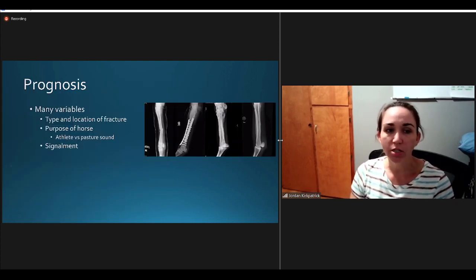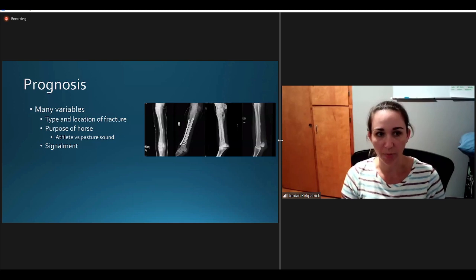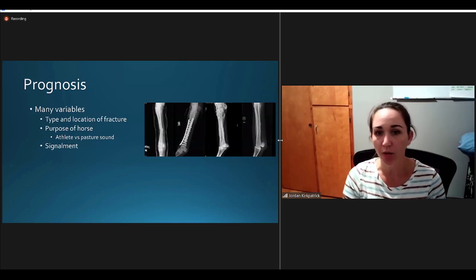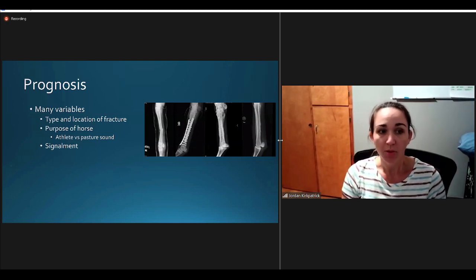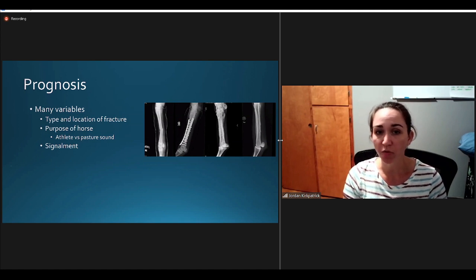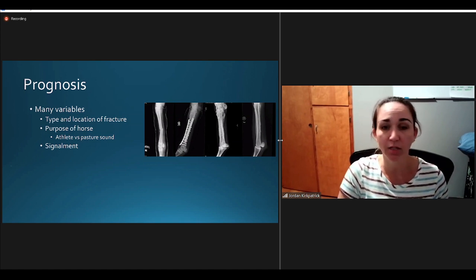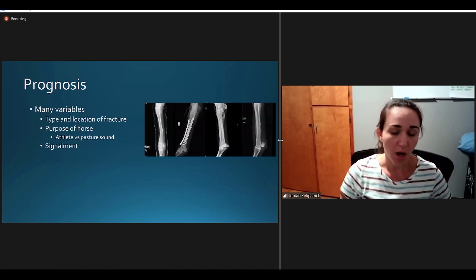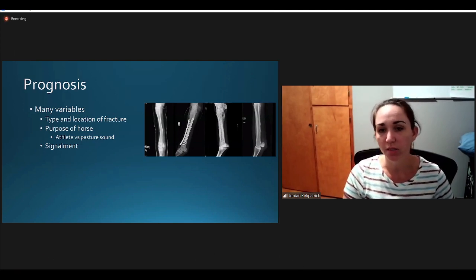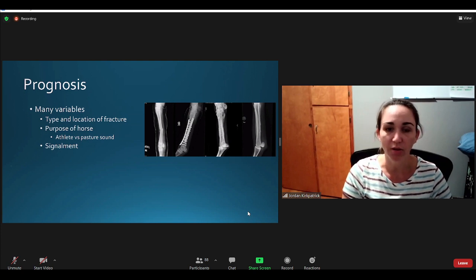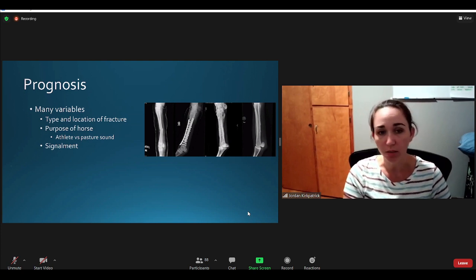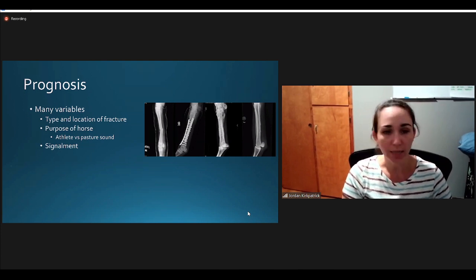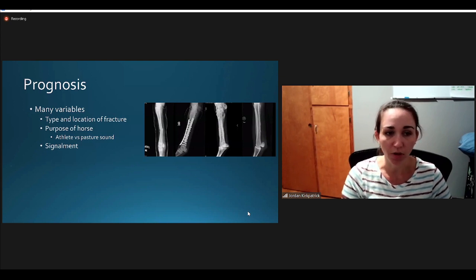Prognosis for fractures, there's many variables that come into play. So some is the type and location of the fracture, the purpose of the horse. Some fractures, they can go back to being athletes. The condylar fractures that thoroughbred racehorses get, the simple ones that they have in the lateral condyle where they're just simple complete and they're not spiral. Those get fixed, they go back to racing, they do fine.